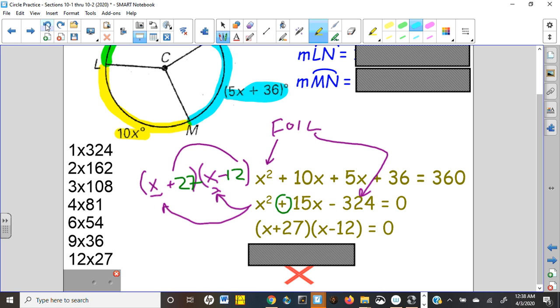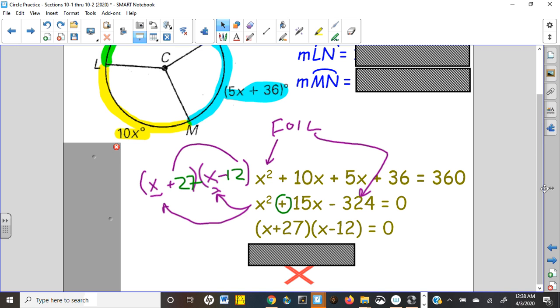Okay. So this is an atypical problem in that the numbers are a little bigger. By the way, 324 is a perfect square, so 18 and 18 would work, but that was not the right combination of values.